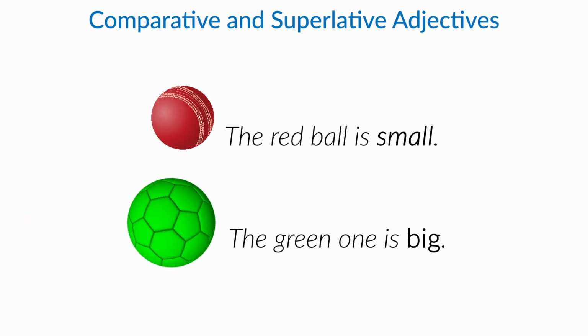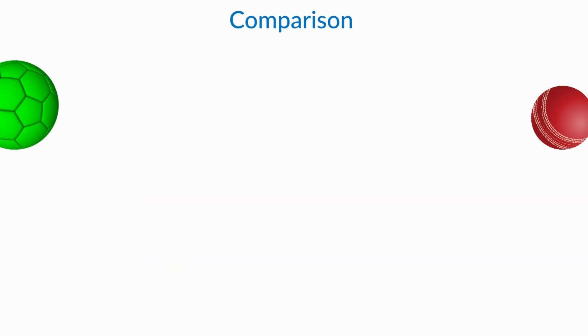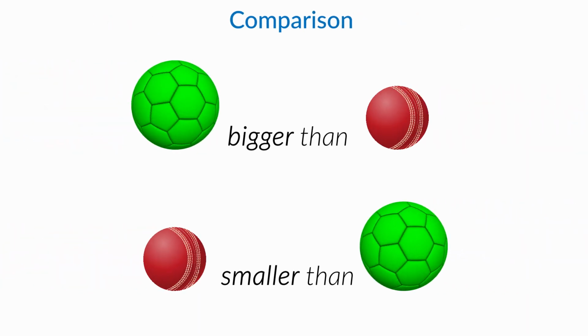Comparative and superlative adjectives. We can use adjectives to compare animate and inanimate objects. For instance, look at two balls. The red ball is small. The green one is big. Comparing the two balls, we can say with certainty that the green ball is bigger than the red one. Conversely, the red ball is smaller than the green one.